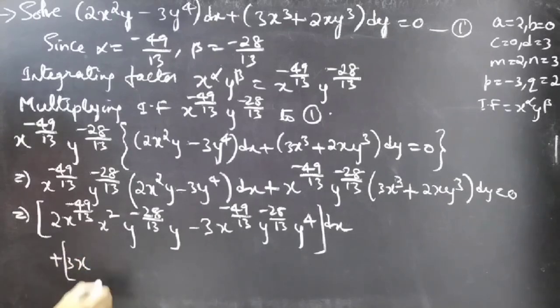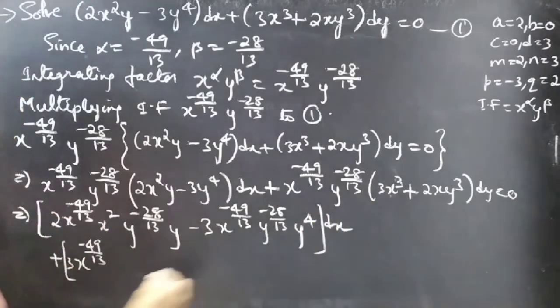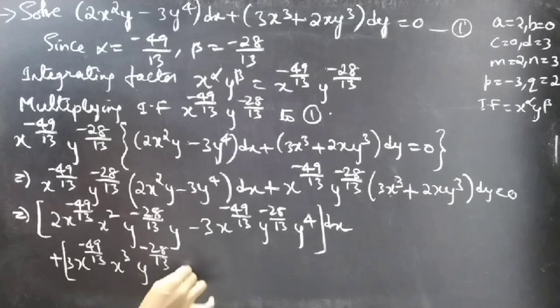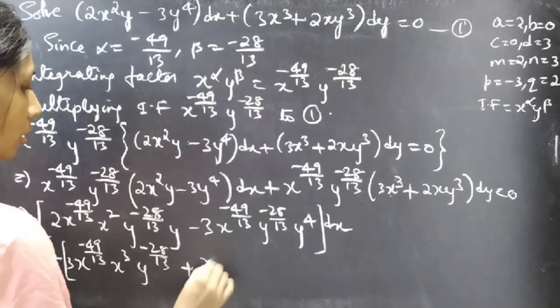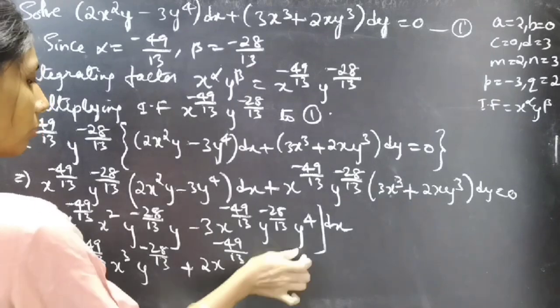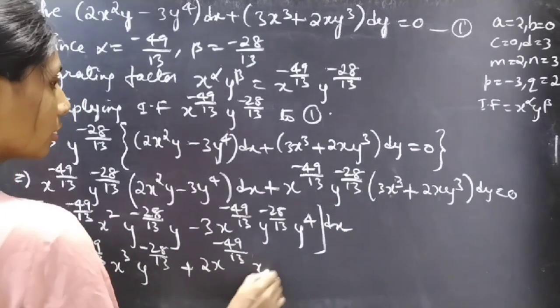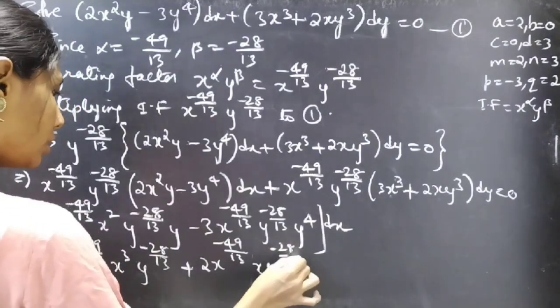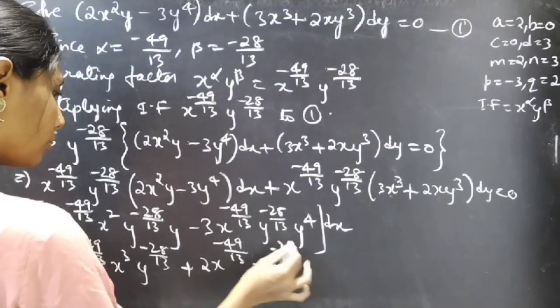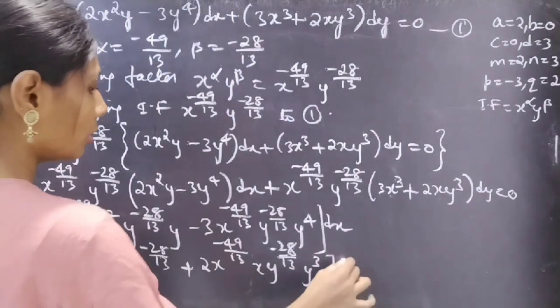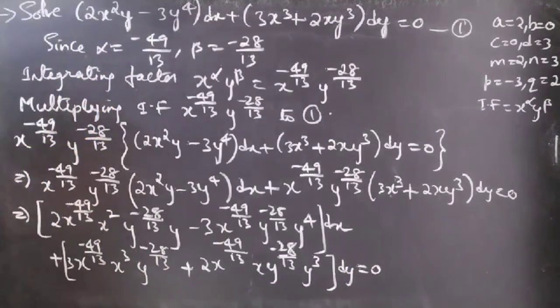3 x power minus 49 by 13 into x cube y power minus 28 by 13 plus 2 x power minus 49 by 13 into y power, okay, you have one x term here, right? So into x, y power minus 28 by 13 into y cube into dy equal to 0.